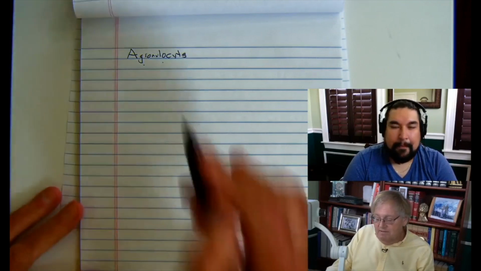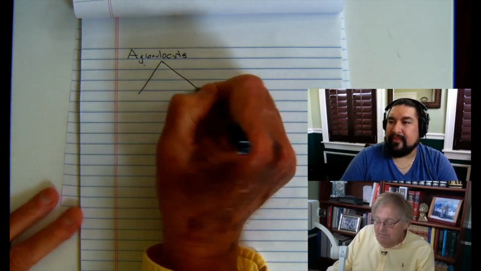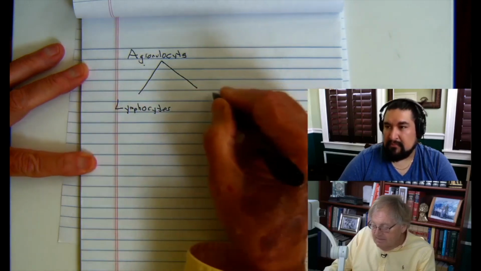But the agranulocytes are going to be broken down into two lines, and that's going to be the lymphocytes and the monocytes.